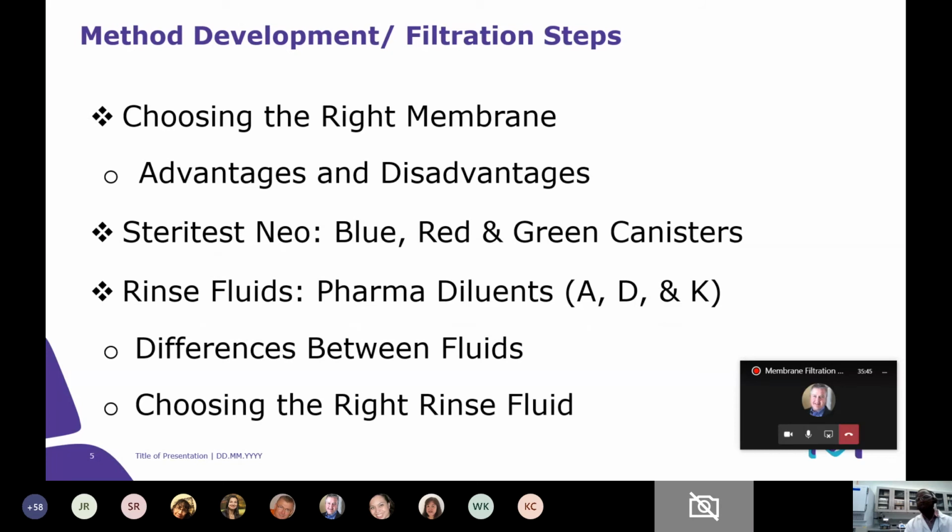So during method development, you have various steps. Obviously, you have to choose the right membrane. When you have simple buffers, you would just straight away try the MCE membranes. Most likely those are the ones you would need. If you have antibiotics, definitely you would need to use the PVDF. This filtration is applicable for both sterility testing and membrane filter bioburden testing.